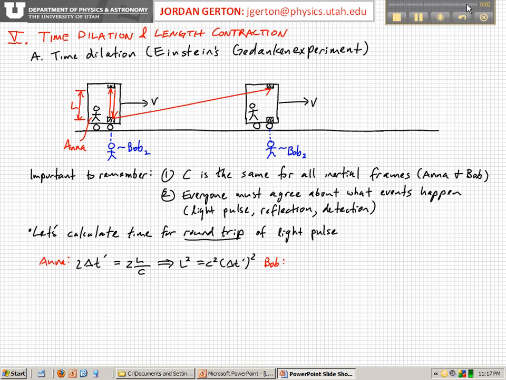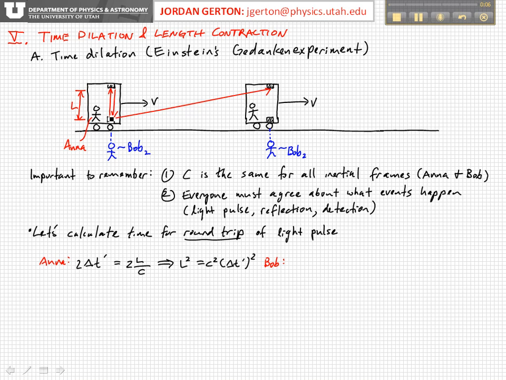Okay, now again for Anna, the light just travels up and down in her reference frame, and so the round trip travel time is just 2 times the length of travel divided by the speed of light. And again, we did this little algebraic manipulation for a reason which will become clear in just a second.